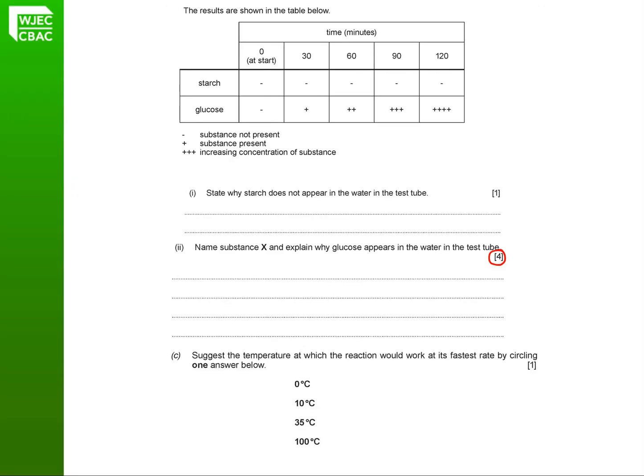Finally then, for question C, suggest the temperature at which the reaction would work at its fastest rate by circling one answer below. We would need to circle 35 degrees. At 0 and 10, the enzymes would not have enough energy to effectively carry out the reaction, and at 100 degrees the enzymes would have denatured.